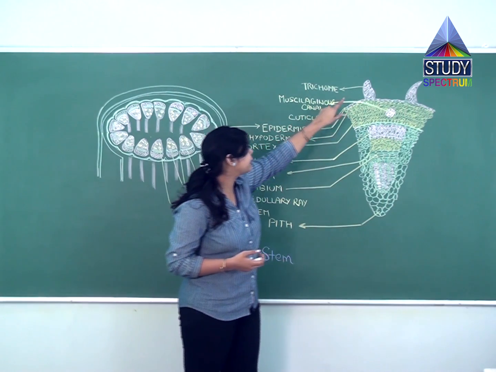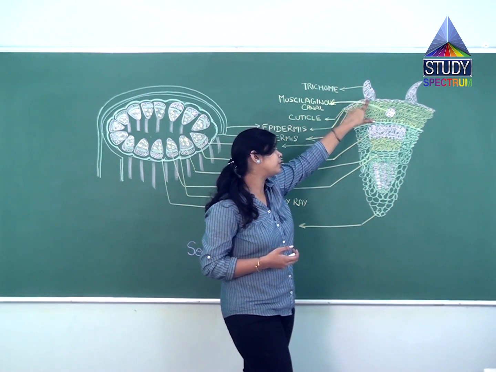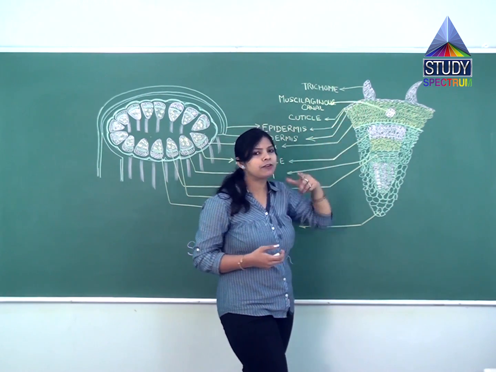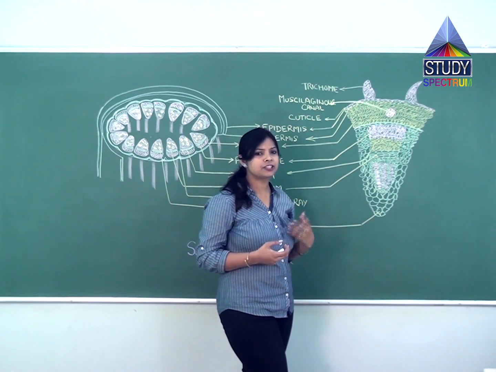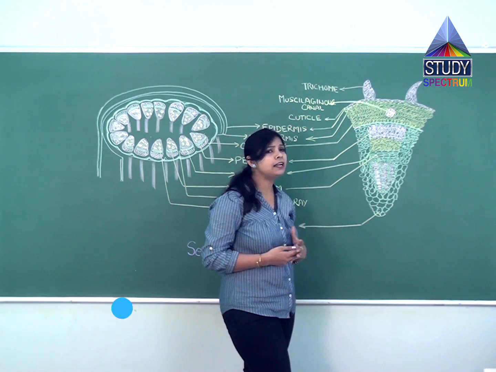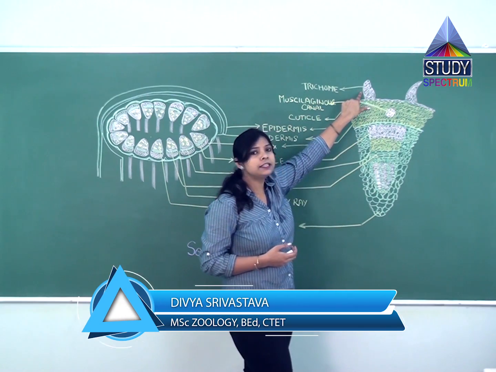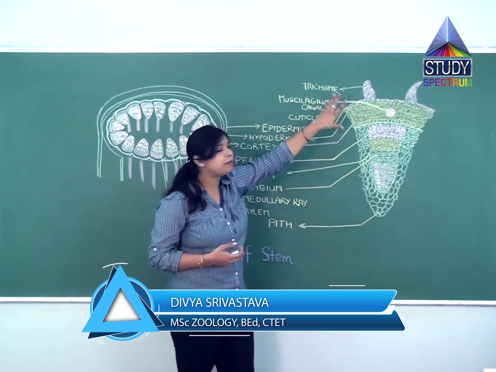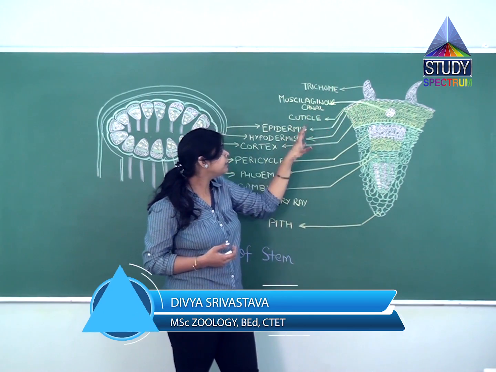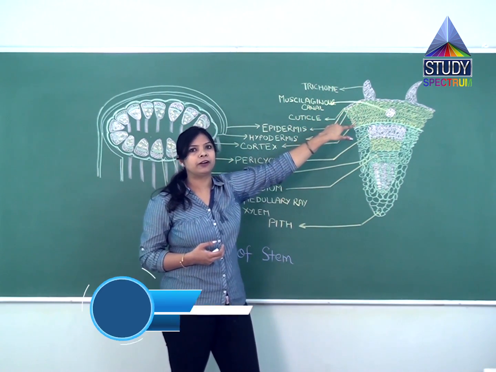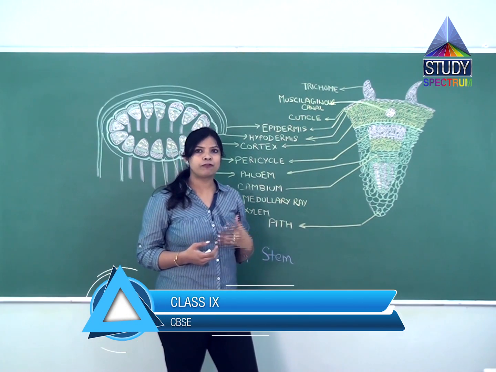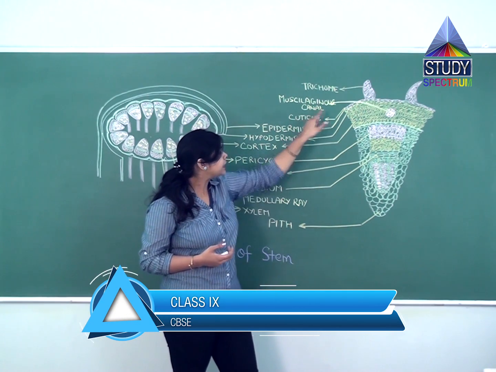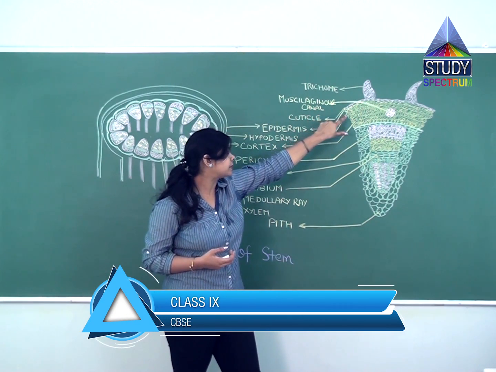If you see the structure, you can see the trichome. It is a hair-like structure present on the upper part of the epidermis, and it is found in many plants. It is a hair-like outgrowth, or a filament-like structure. Then you can see the mucilaginous canal. It helps to store food and water, and it is a thick, gluey substance.